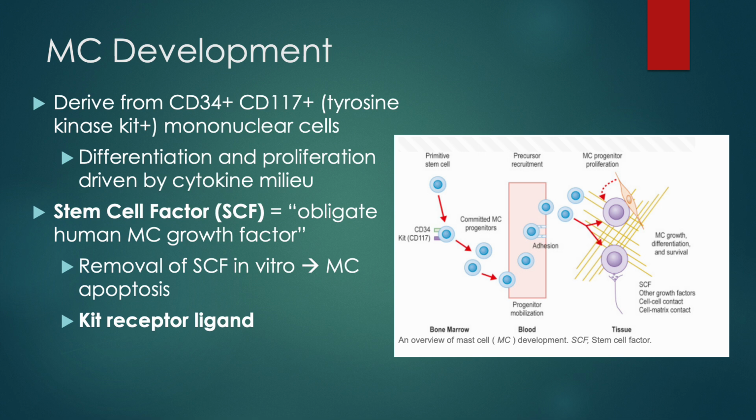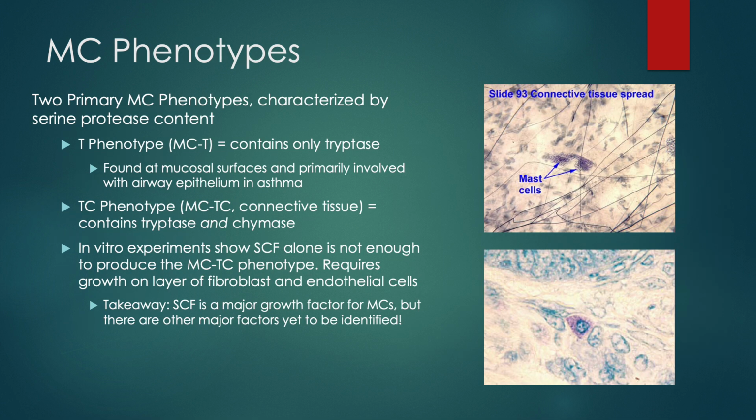Now, stem cell factor is also the ligand for the KIT receptor. If you remember how these are KIT positive, that means they have the KIT receptor, and the KIT receptor responds to stem cell factor. If we remove stem cell factor in vitro in experiments, we see that mast cells quite rapidly begin to die. So they need this signal to interact with their KIT receptor to survive.